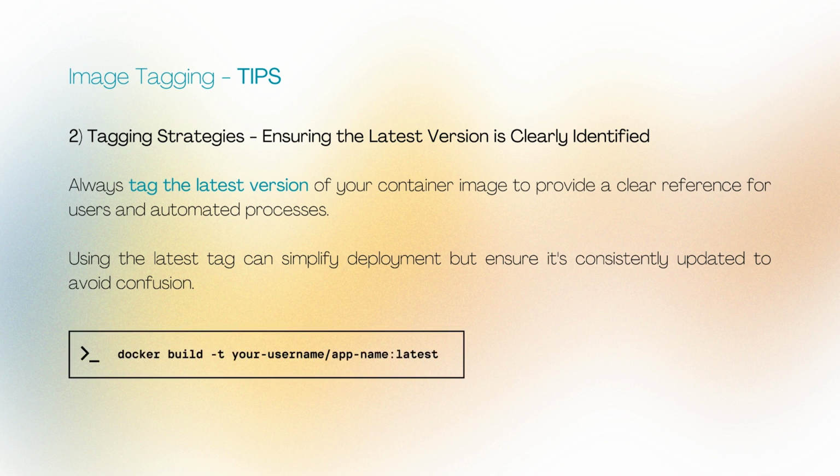An example command for this would be docker build -t, the name of your username used in Docker Hub, and the actual name of the application, which in this case can be app-name, with the specific tag of latest, indicating the latest version of this app.